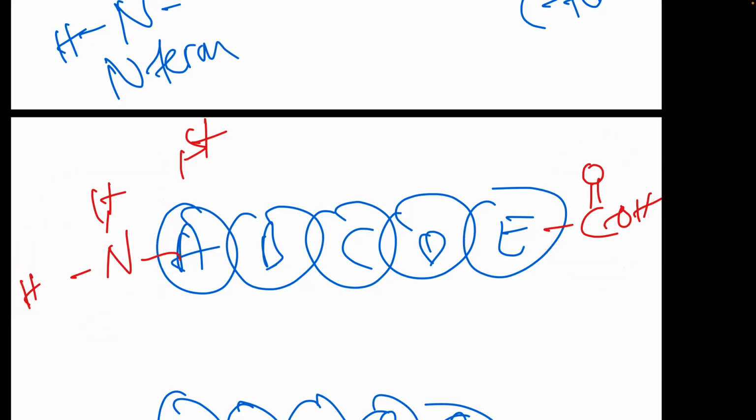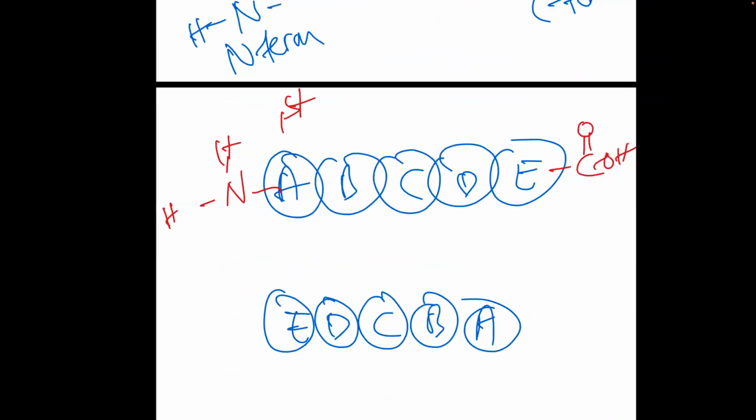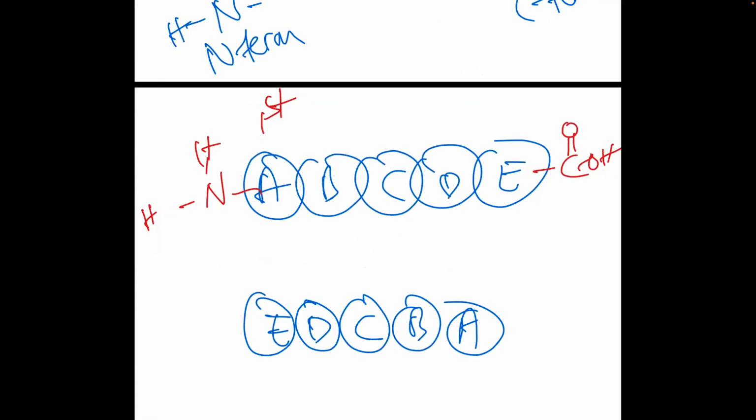So when we look at a protein, conventionally we call this the N terminal, and this the C terminal. Because we want to know the sequence, at least when we study the protein sequence, we need to give it a direction. So we call this the N terminal, and this the C terminal.